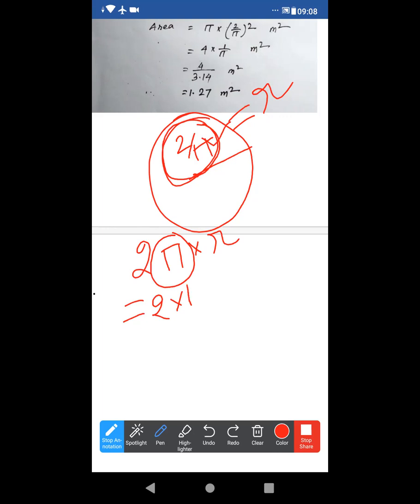Now just look at this. Pi into r means what? 2 by pi. Now just look, this one cancelled out. That's why I told you yesterday not to put the value of pi here. Just easily, 2 twos are 4. Answer will be 4. It is clear? Yes, ma'am.